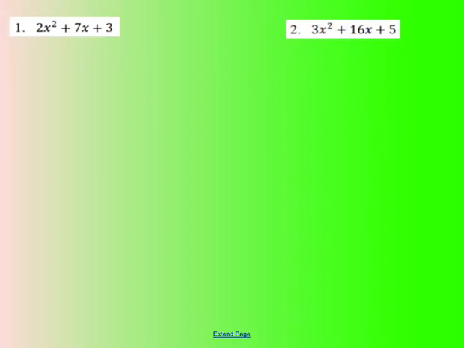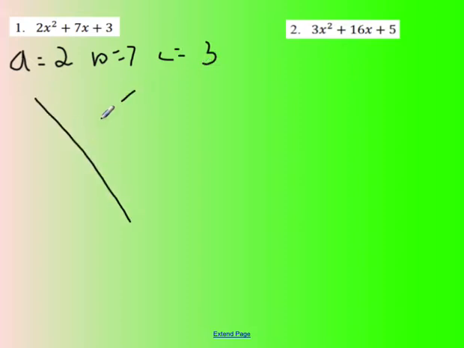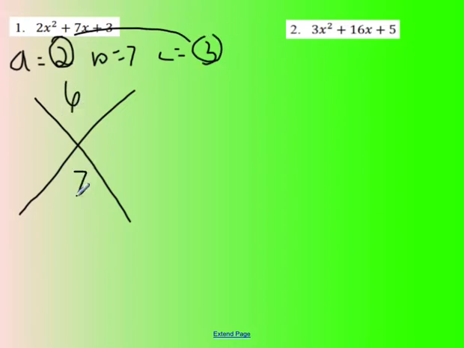So for number 1, let's write out our a, our b, and our c values. So a is equal to 2, b is equal to 7, and c is equal to 3. So now we're going to set up our x. So we're going to take 2 times 3, which is going to give us 6, adding to 7. So what are some things that multiply to 6? Well, since they're both positive, both our factors are going to be positive. So we have 1 and 6, 2 and 3. What adds to 7? 1 and 6.